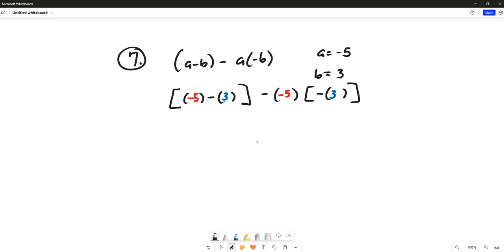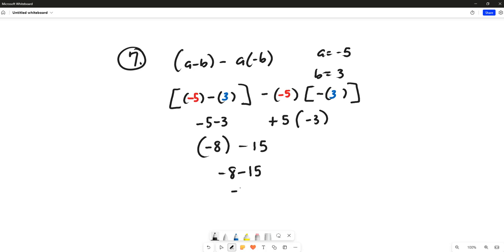Okay, now I'm going to simplify. Okay, this is negative 5 minus 3. There is no multiplication here, so this is algebraic addition, which is negative 8. The opposite of negative 5 is positive 5 times the opposite of positive 3, negative 3. So this is positive 5 times negative 3, which is a negative 15. So this ends up being negative 8 minus 15, which is algebraic addition. So 15 plus 8 is 23, so this is a negative 23.